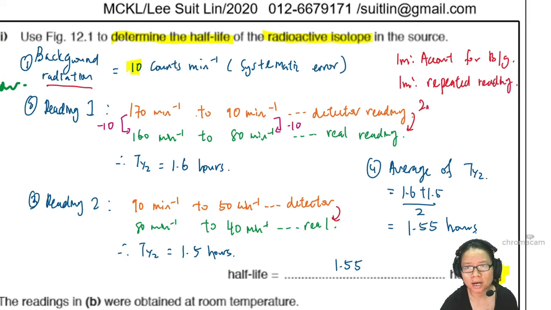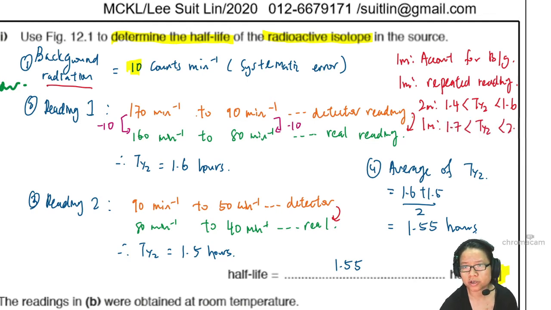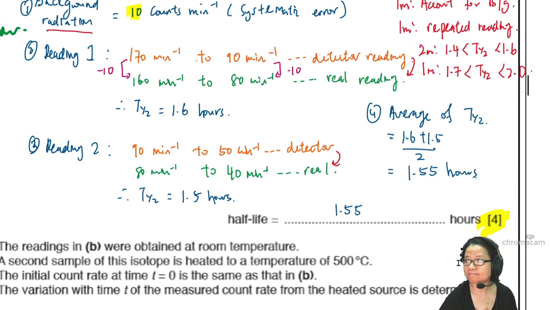Okay, 2 marks is when your half-life is between 1.4 to 1.6. So this one is correct already. The other mark is when your half-life is between 1.7 to 2.0, so this one gets range 1. If you get between 1.4 to 1.6, you get 2 marks. But if you get between 1.7 to 2.0, you only get 1 mark out of 2. So totaling to 4 marks, no? Can? Okay. So the accuracy matters.